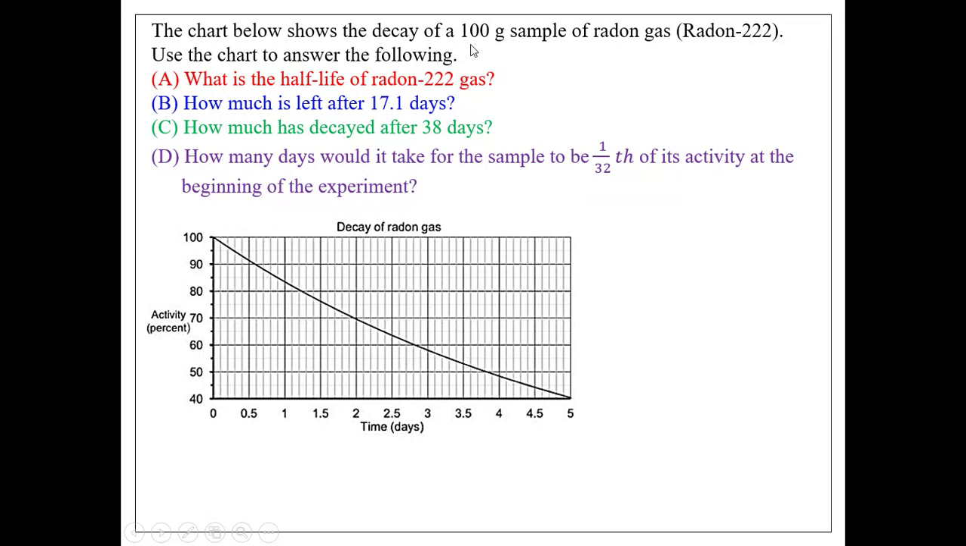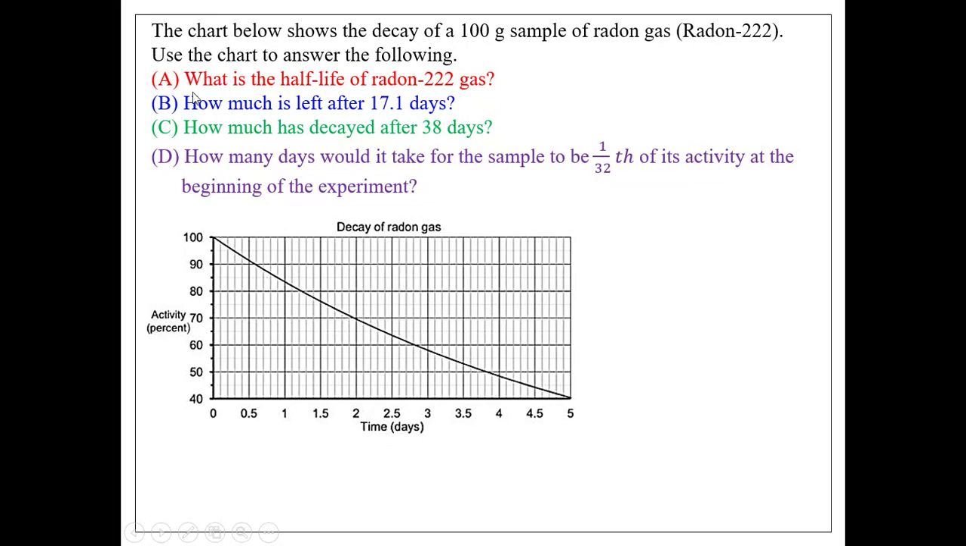So 100% is equivalent to 100 grams for this particular problem. And if it wasn't 100 grams, let's say it was 500 grams, then 500 grams would represent your 100%, how much you have to start, okay? So in this particular graph, you start with 100% and then you go all the way to 40%.